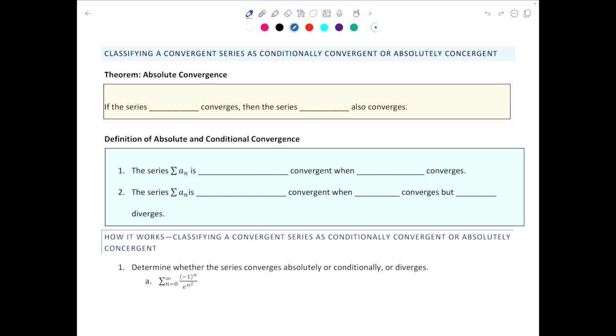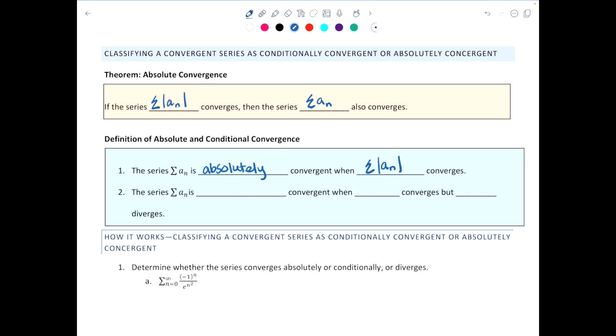All right, absolute convergence. So if the series summation absolute A sub n converges, then the series summation A sub n also converges. So that's kind of powerful, because if you look at the absolute value of your series and it converges, then you've got basically absolute convergence. So the series summation A sub n is absolutely convergent when the summation absolute A sub n converges. And we'll be using that. That's why it's so nice to use the ratio or root test, because if you get convergence, you get absolute convergence, and we'll be learning that next time.